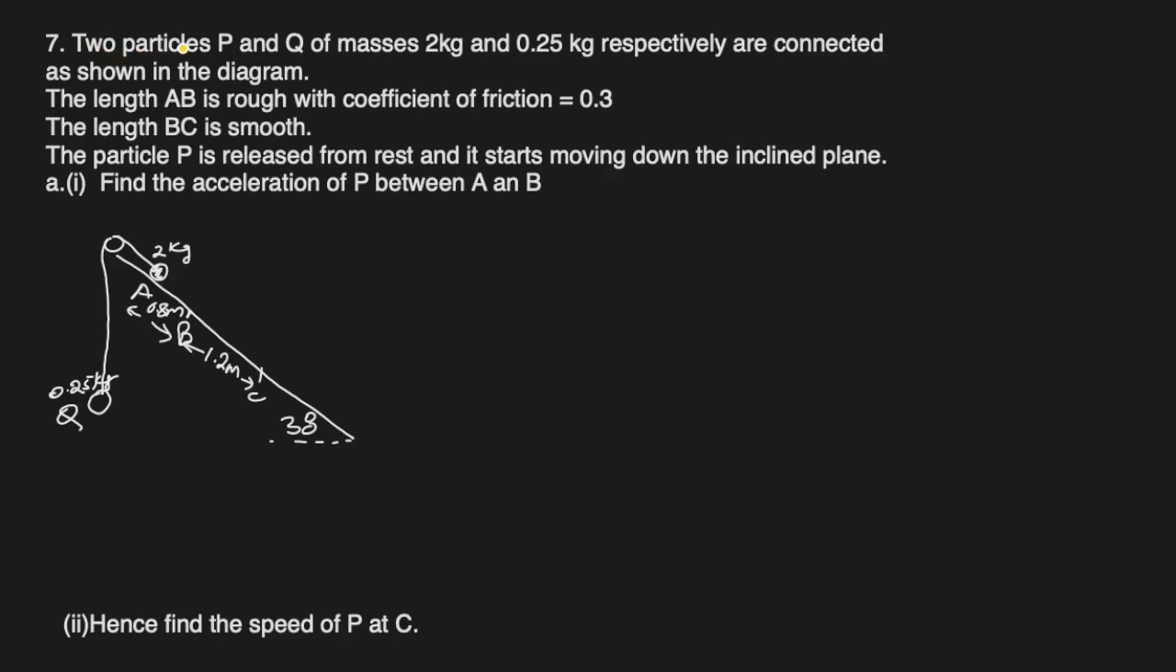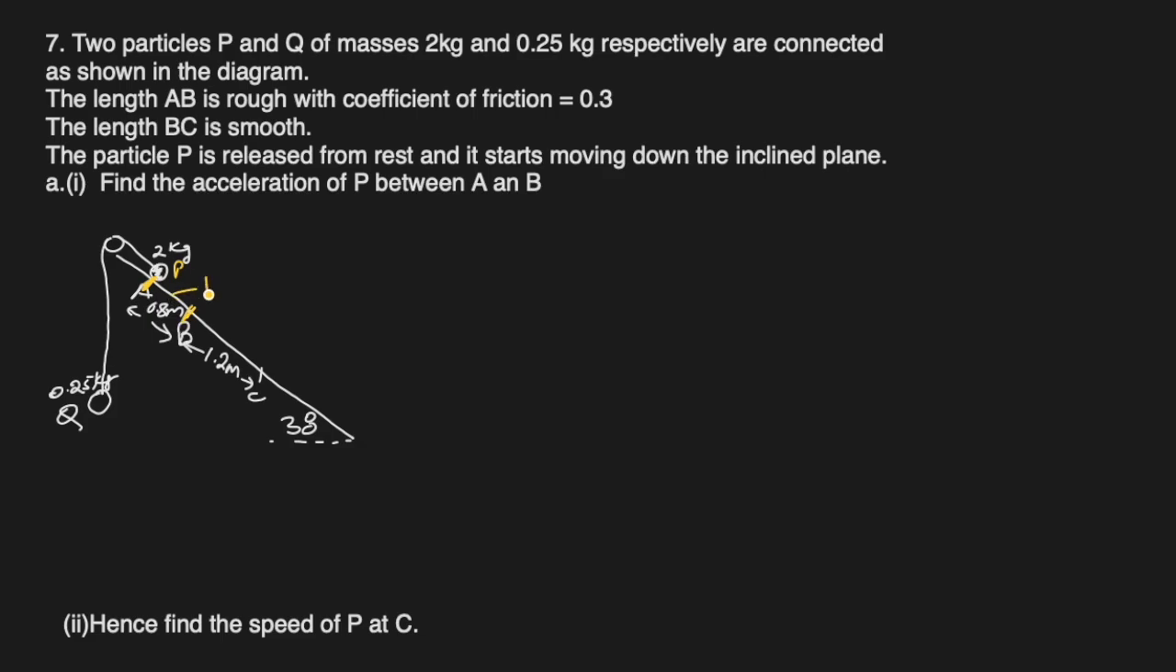Question 7. Two particles P and Q of masses 2 kg and 0.25 kg respectively are connected as shown like this with a string, and it is on an inclined plane which is inclined at 30 degrees, and it is just hanging. 0.25 kg mass is hanging. Okay, and they have given more information here. Part 1 says find the acceleration of P from A here to B, which is 0.8 meters apart.